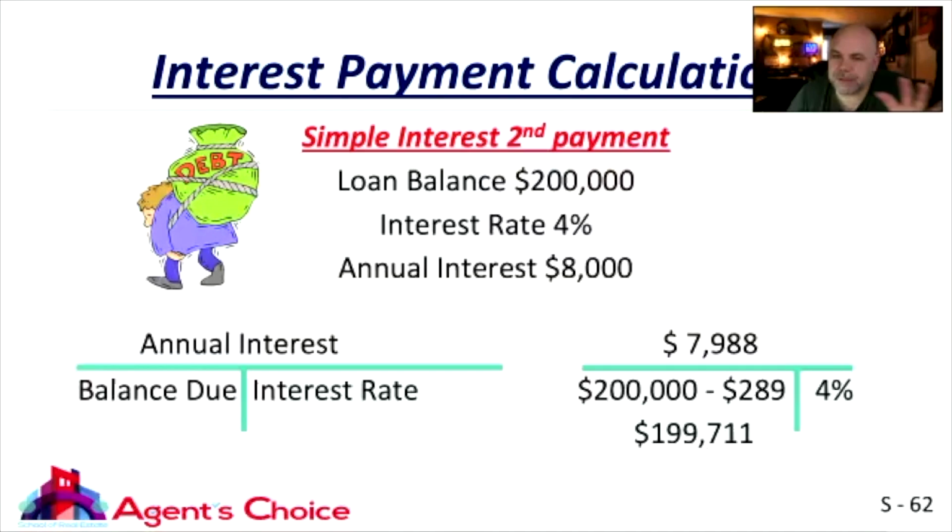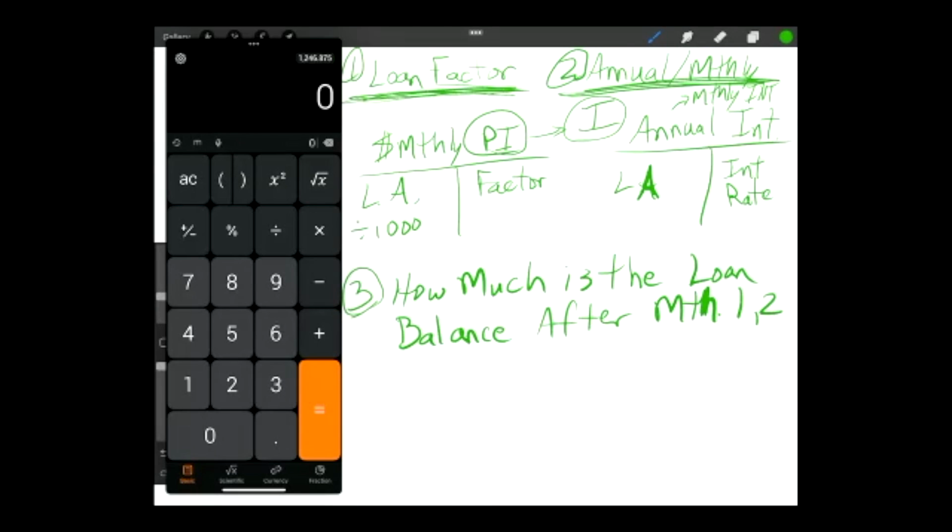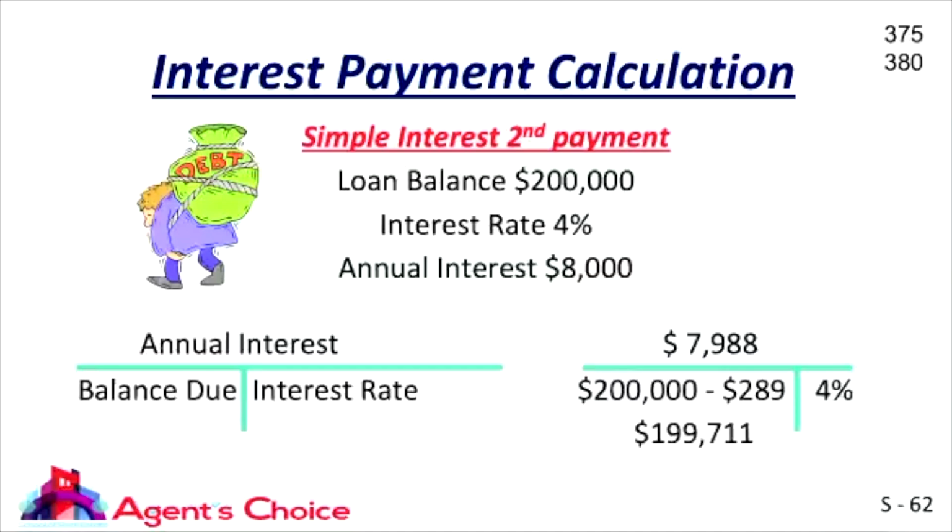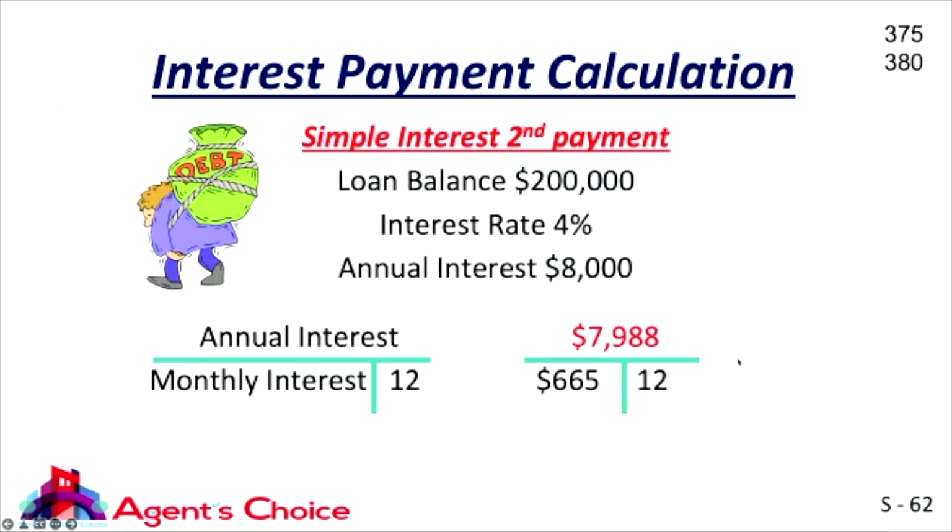Now we're going to do all the same thing over again, except this time using $199,711 instead of $200,000. So we're going to multiply the $199,711 times 4%, and $199,711 times 4% is $7,988. We're just going to keep that, forget the change. So that's our annual interest based on the new loan amount. Now we're going to divide that by 12.